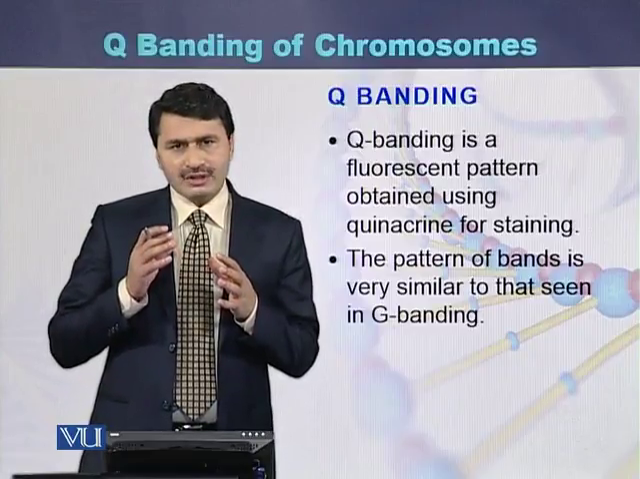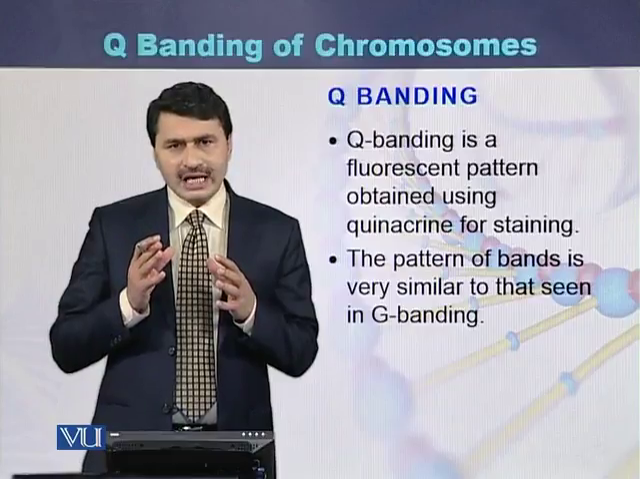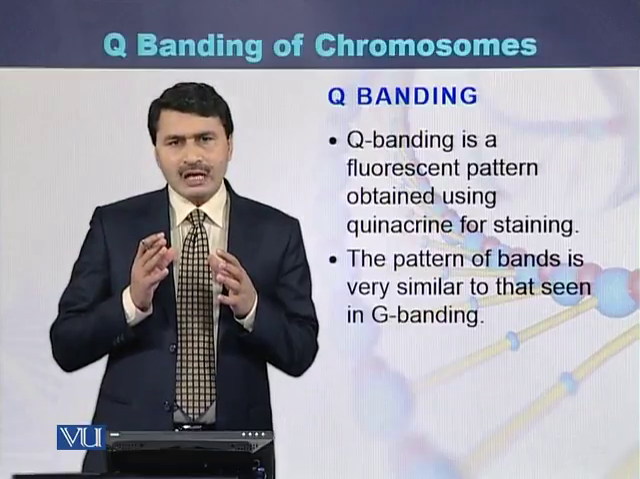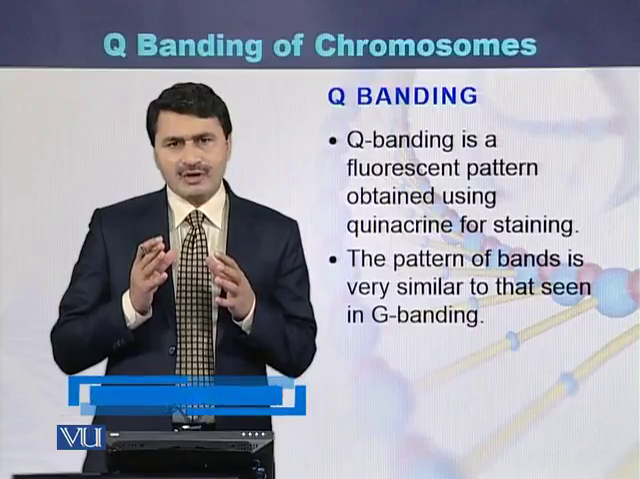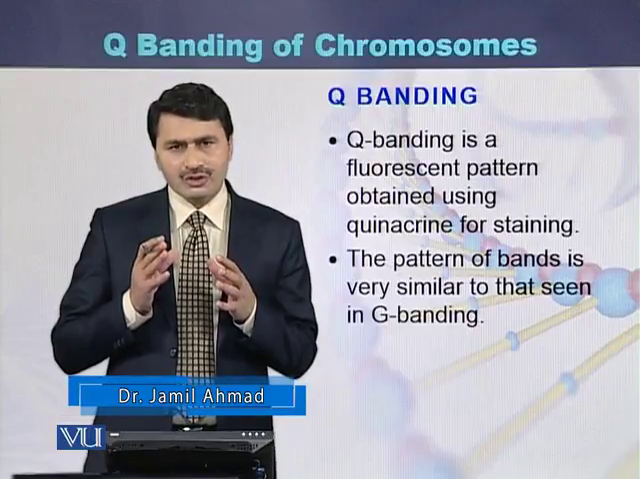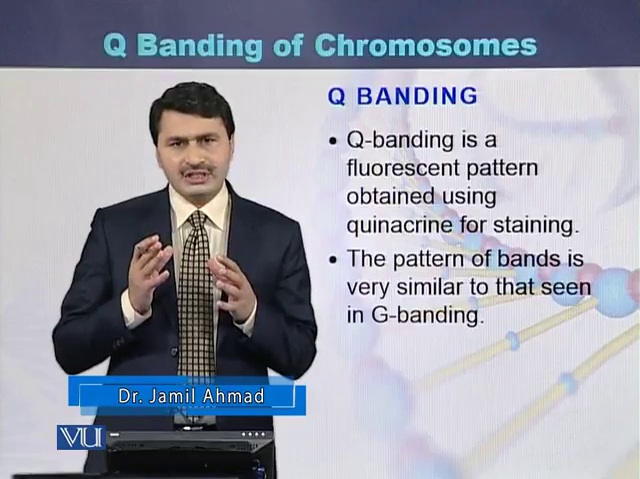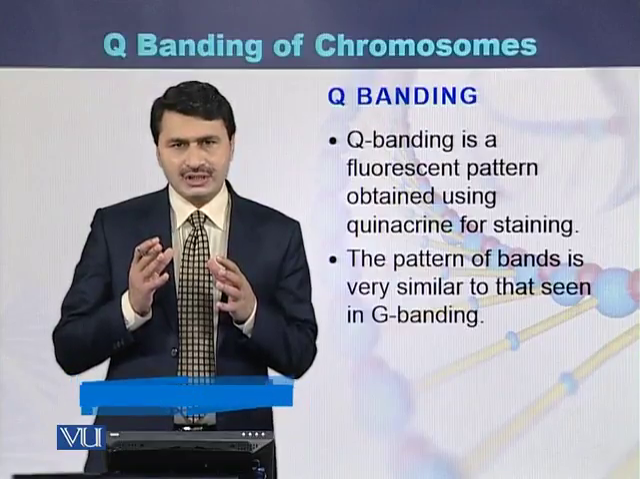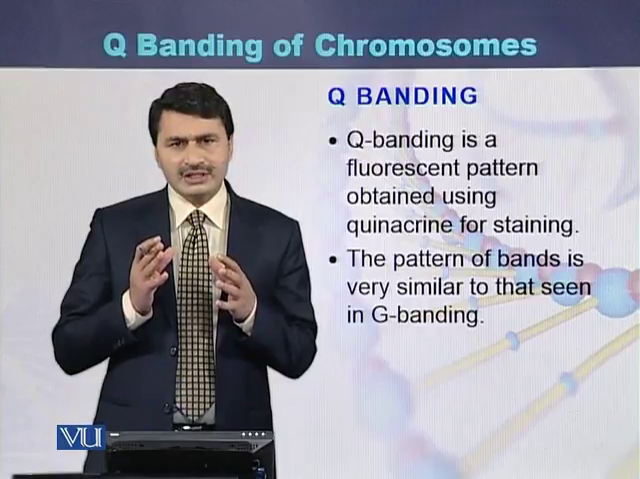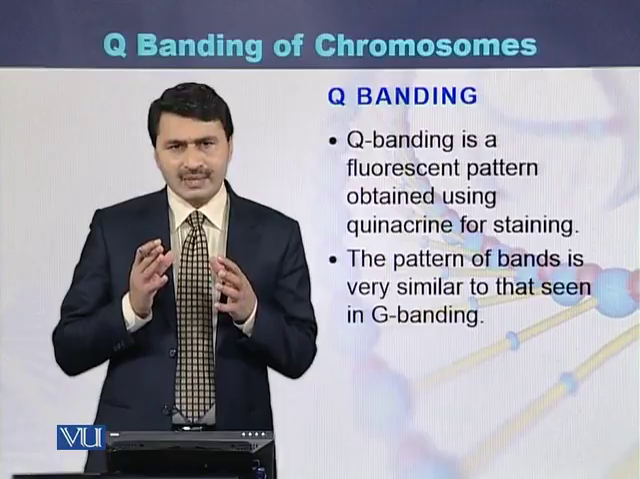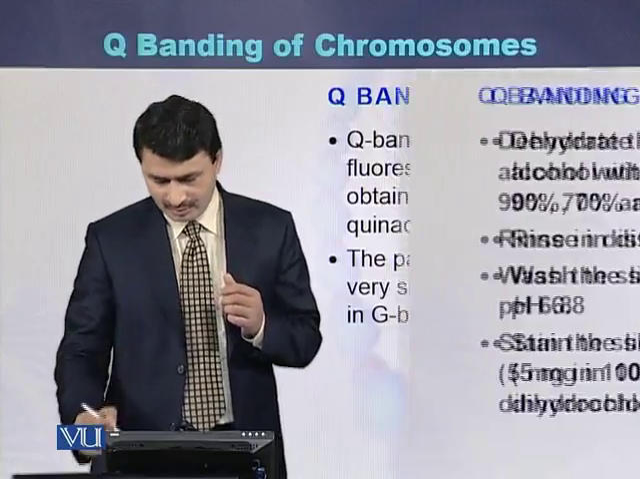In case of G-banding, we use the dye Giemsa, but in case of Q-banding, we use a different dye. The name of the dye is quinacrine. As a result, this type of banding is almost similar to the banding which we have seen by using the Giemsa stain. So Q-banding and G-banding have similar patterns of dark bands and light bands.